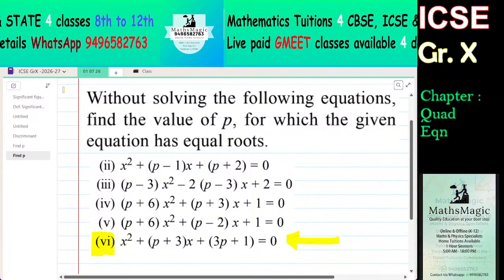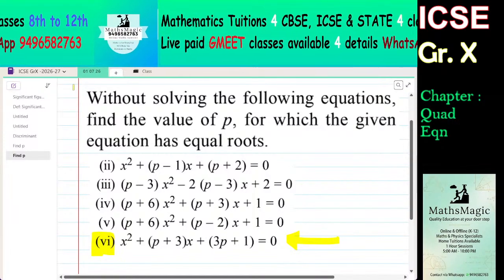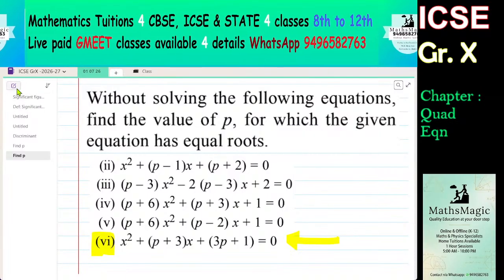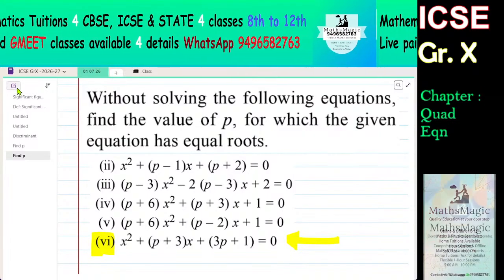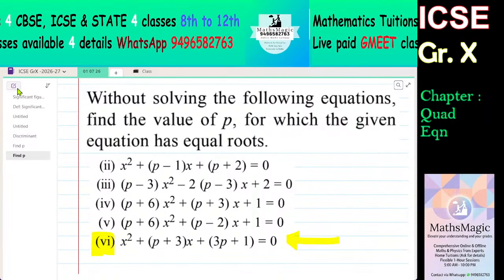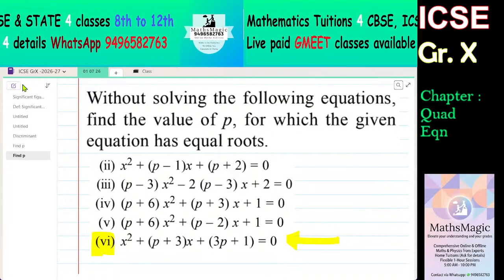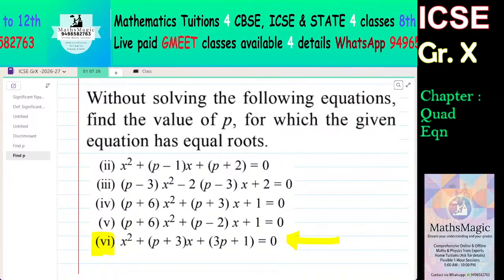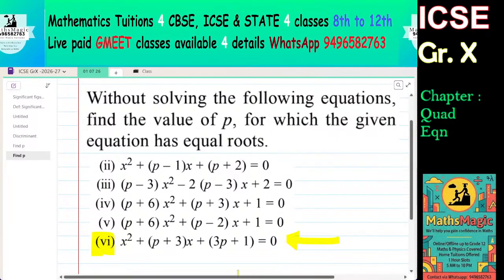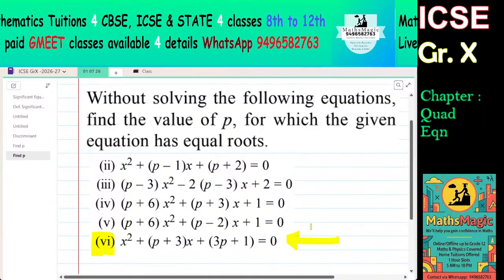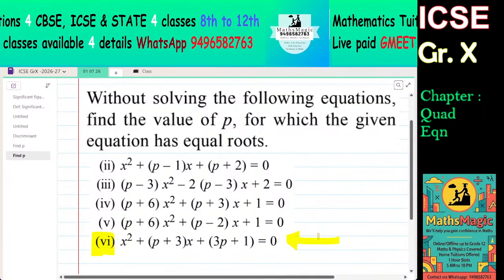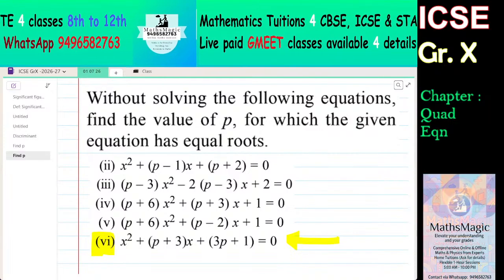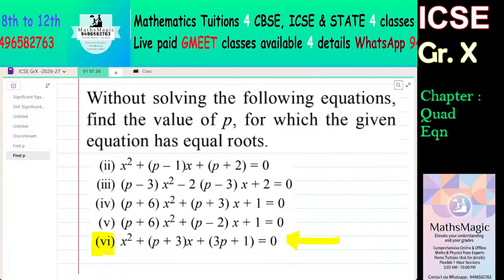That's why I said I will be solving this sixth one. X squared plus p plus 3 into x plus 3p plus 1 equals 0. So take down that question. X squared plus p plus 3 times x plus 3p plus 1. Those who have confidence in solving the questions can solve it themselves and send me the answer. For those who are confused with what to do, we will be doing it together. Okay.